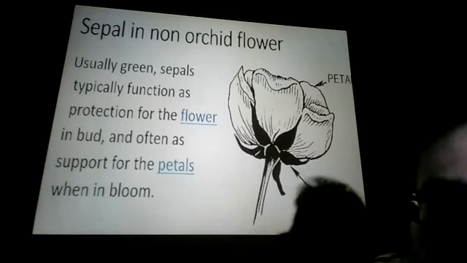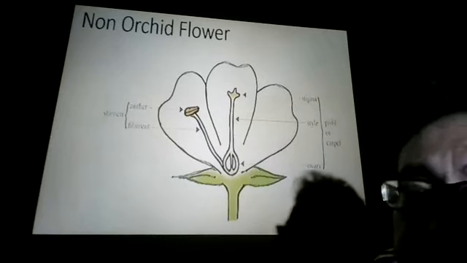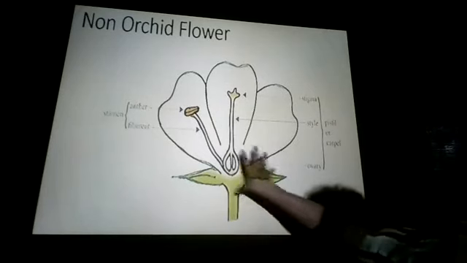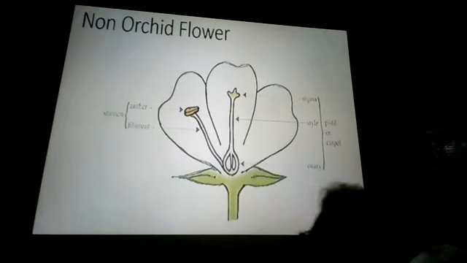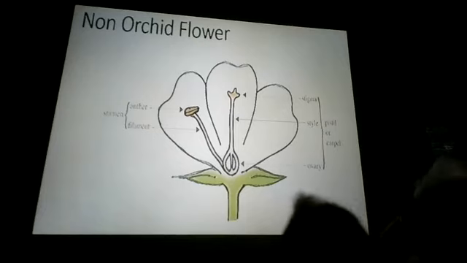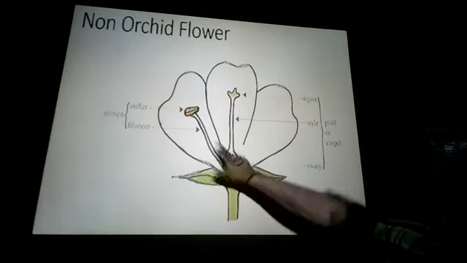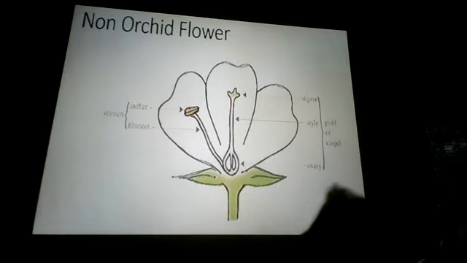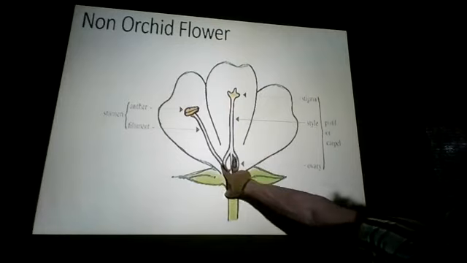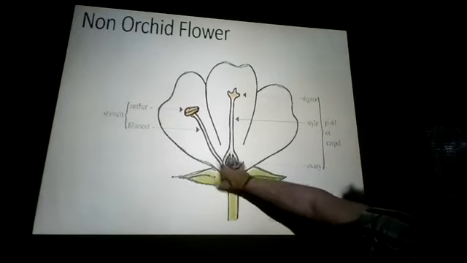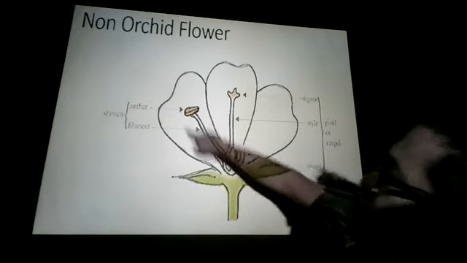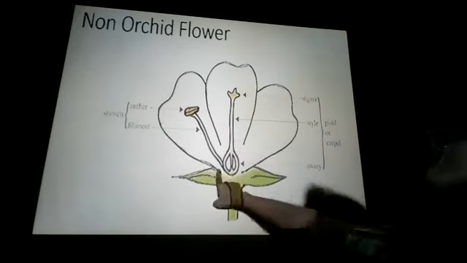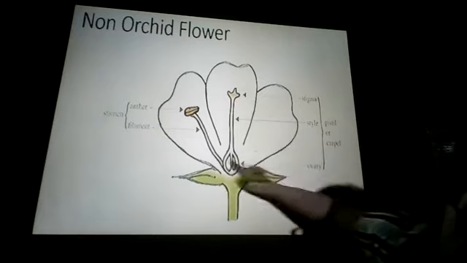Okay, next slide, please. So this is a simplified version of the other slide that you saw with the male and female parts. So here you're going to see that this whole thing is the stamen, which is the male part, and this whole thing is the female part.